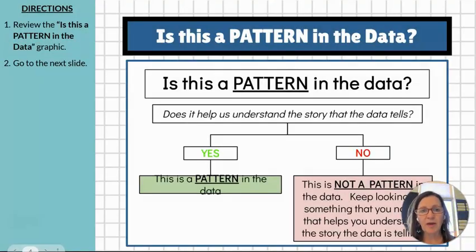So just a really quick reminder, how do we decide if something that we've identified is a pattern in the data? We need to decide, does it help us understand the story that the data tells? If we say no, it's not really helping us figure out the bigger picture of what the data is about, it's just like, I see a couple zeros, I see a couple ones, then that's not a pattern in the data. If it does tell us a story about the data, then that is a pattern in the data. So keep that in mind as you are identifying patterns.